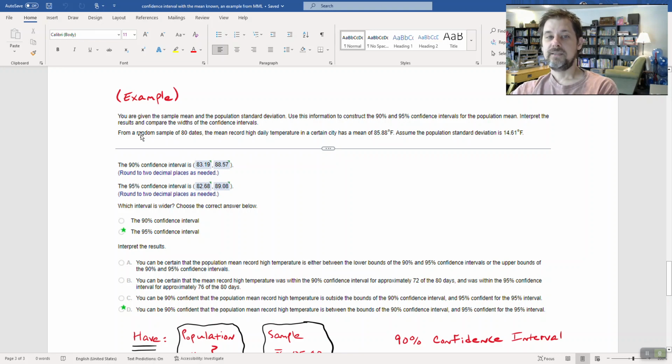So it says that we have a sample of 80 days where we have the mean record high daily temperature to be 85.88 degrees Fahrenheit, okay? So we're talking about the temperature each day, all right? And then there's like every day, but we have a sample of 80 dates that come from a population, okay, of a bunch of different dates. The population standard deviation is 14.61 degrees Fahrenheit. So I'll do this part here where it says construct a 90% confidence interval.